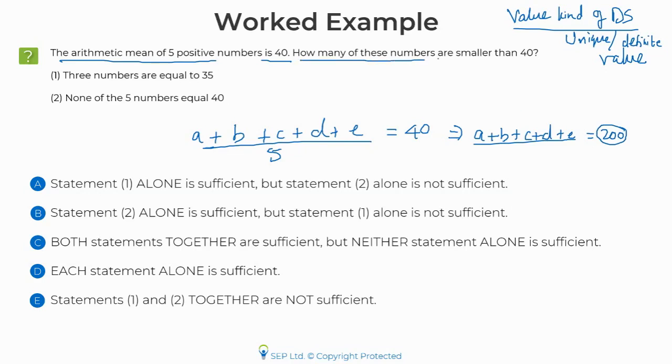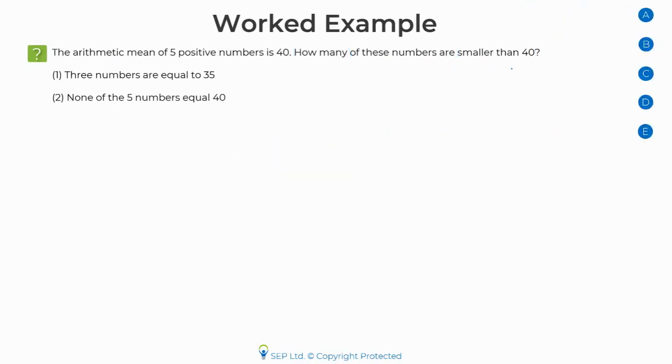How many of these numbers are smaller than 40? This is the value you have to find out. How many is the value that you have to find out, which are smaller than 40. With this in mind, there is nothing else to be analyzed in the question. Let us go to the statements. So from the question, we know A plus B plus C plus D plus E equal to 200. Remember, there is no mention of the numbers being different. Remember, all the numbers can be the same.